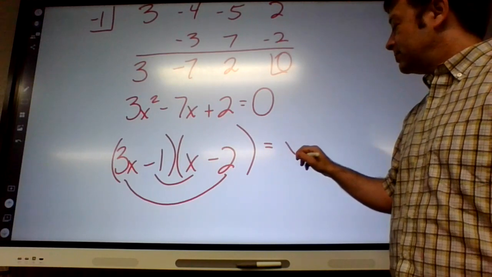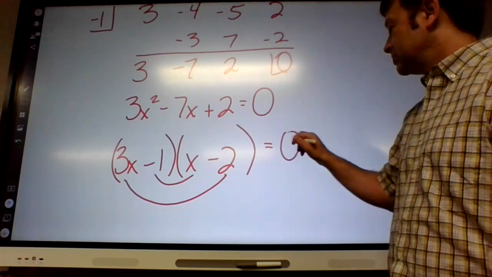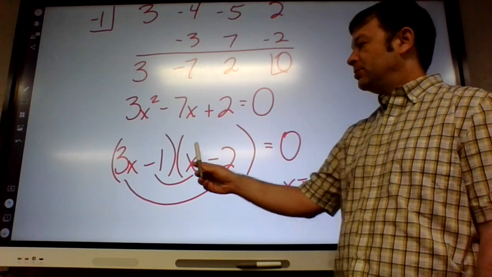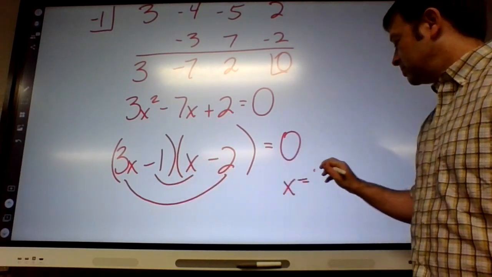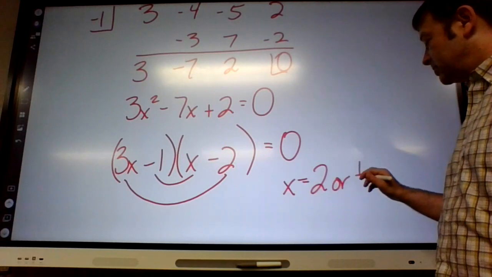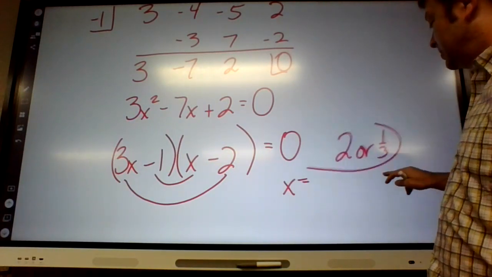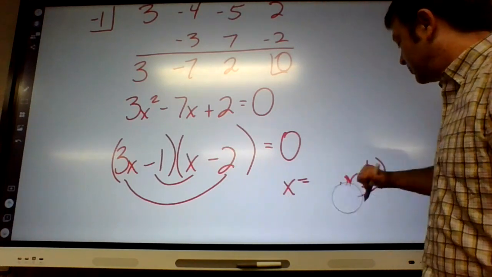Okay, so x equals 2 or 1/3. Oh, and almost forgot, yeah, the -1 from before.